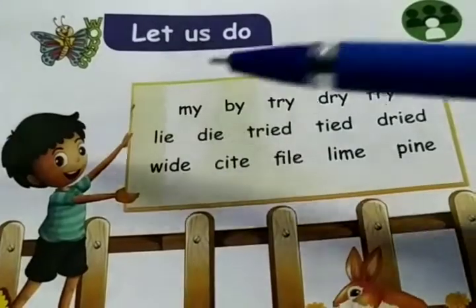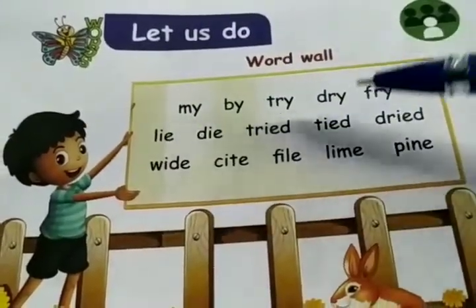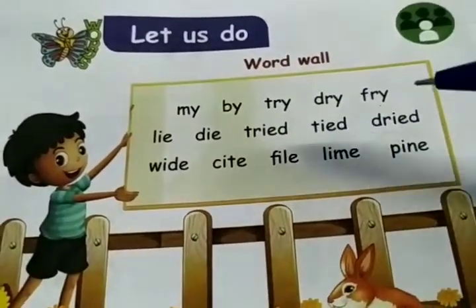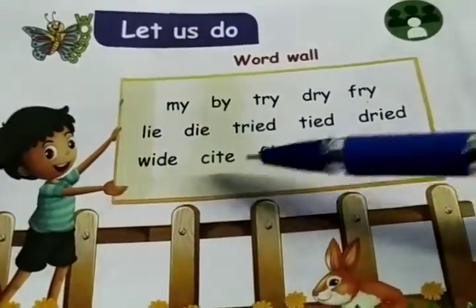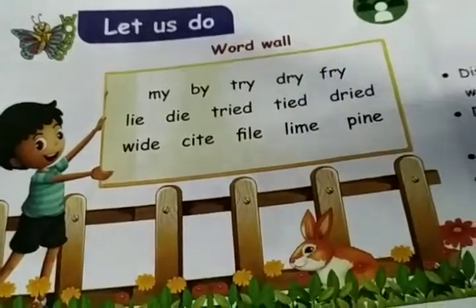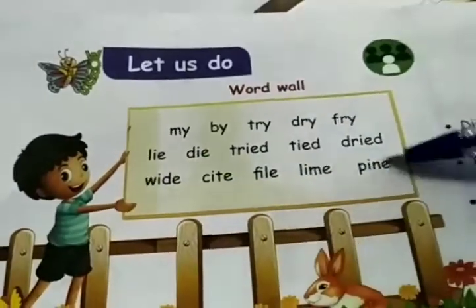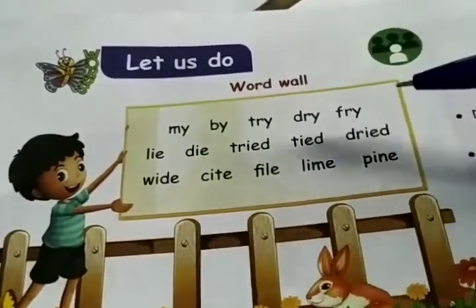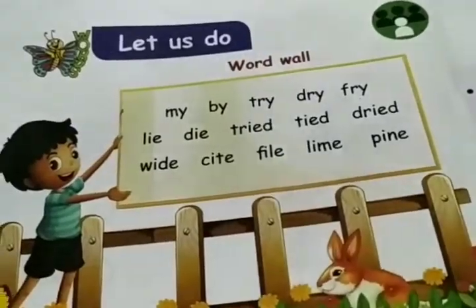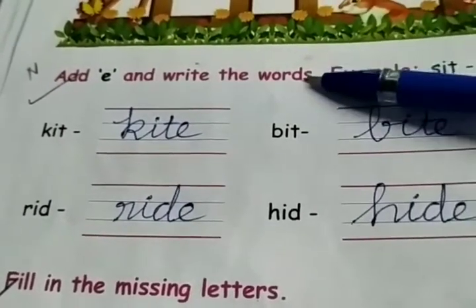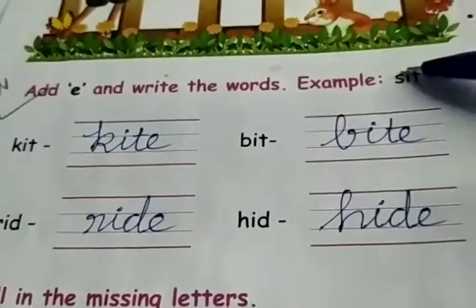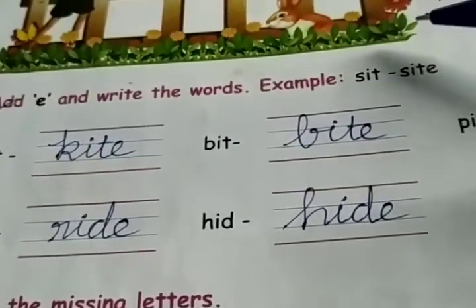Y sounds. Lie, die, try, tie, dry. I-E sounds. And then I dash E sounds. Wide, sight, file, lime, pie. Okay. So these are the examples for Y sounds, I-E sounds and I dash E sounds. Okay. And the next one is add E to write the words. Example, SIT. So you want to add E letters.